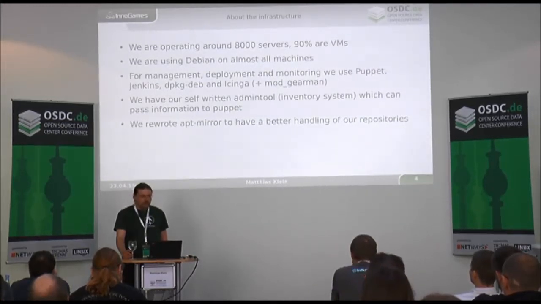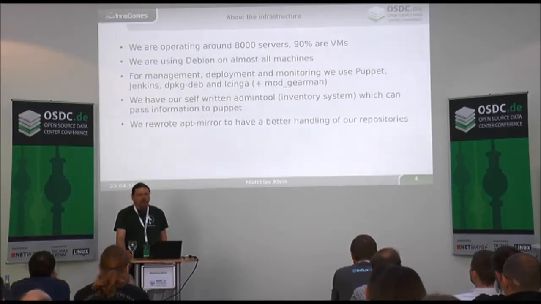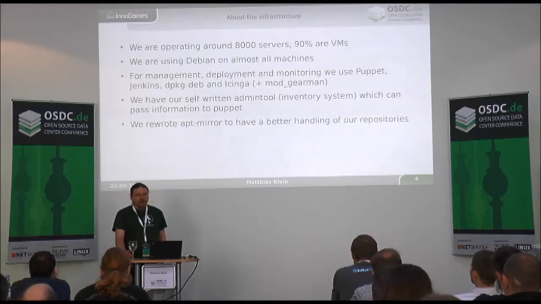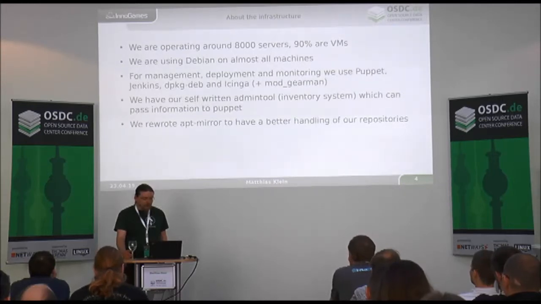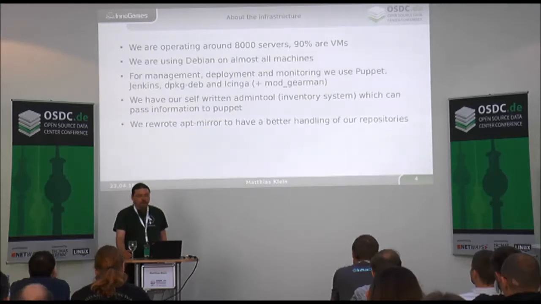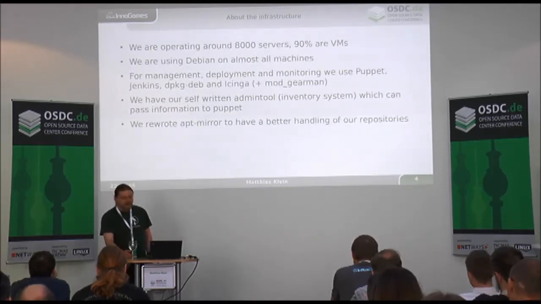We use Icinga for monitoring. We have an admin tool written by one of my colleagues, which is our inventory system. It is important to have this because you want to push additional information to Puppet, like Puppet environments, and I'm talking about this later. And we use our own package server. For this, we used apt-mirror, but we rewrote or extended it to have better control over the things that are happening to our repositories.